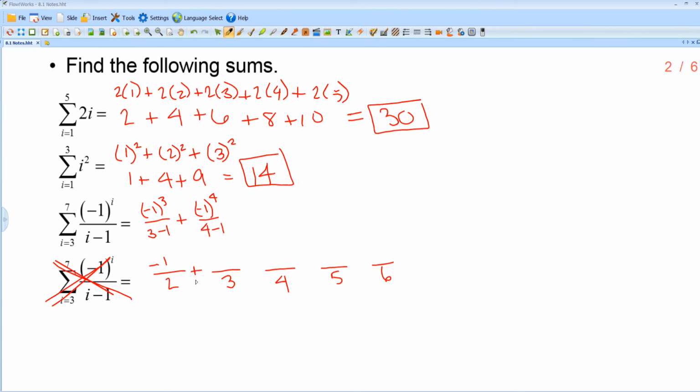It just means 7 is the last thing that will be substituted in. And when I substitute 7 in for this, I'll have 7 minus 1, which is 6. So that's why I'm stopping there.